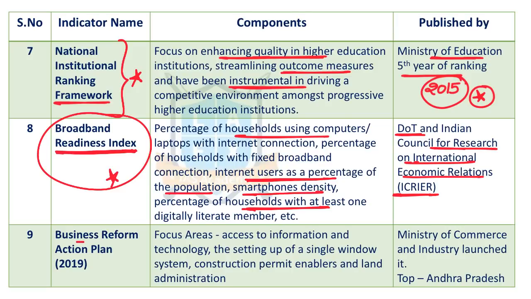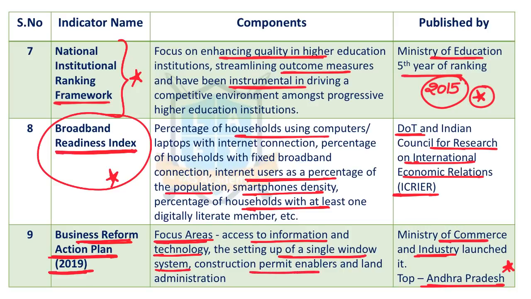Next one and the final one in this is Business Reform Action Plan. Ministry of Commerce and Industry launched it and AP has performed very well in this. And then these are the focus areas: access to information and technology, setting up single window system, construction permit enablers, and land administration. Based on these things, business reform action plan was implemented in 2018. This was proposed 2019 last year. Again, the rankings were released. AP topped both the times.